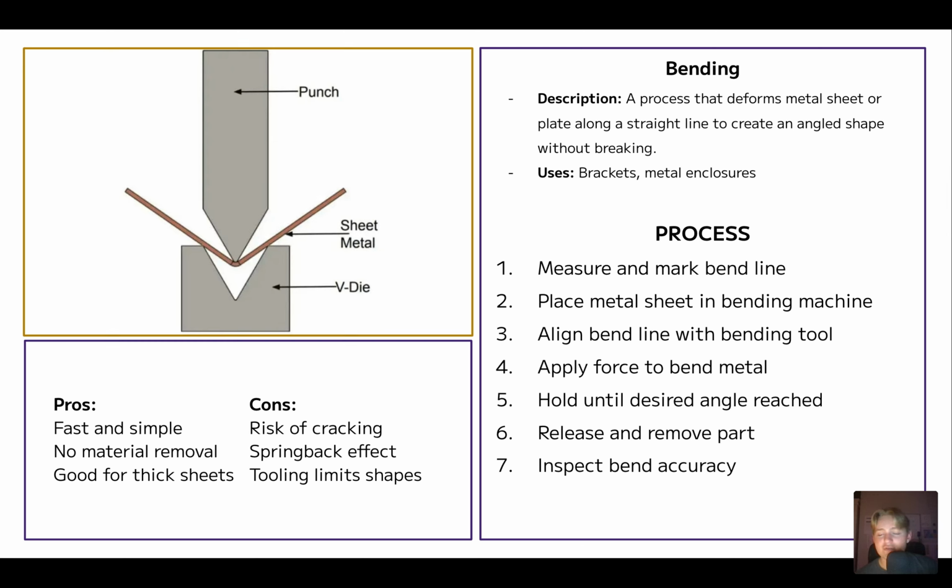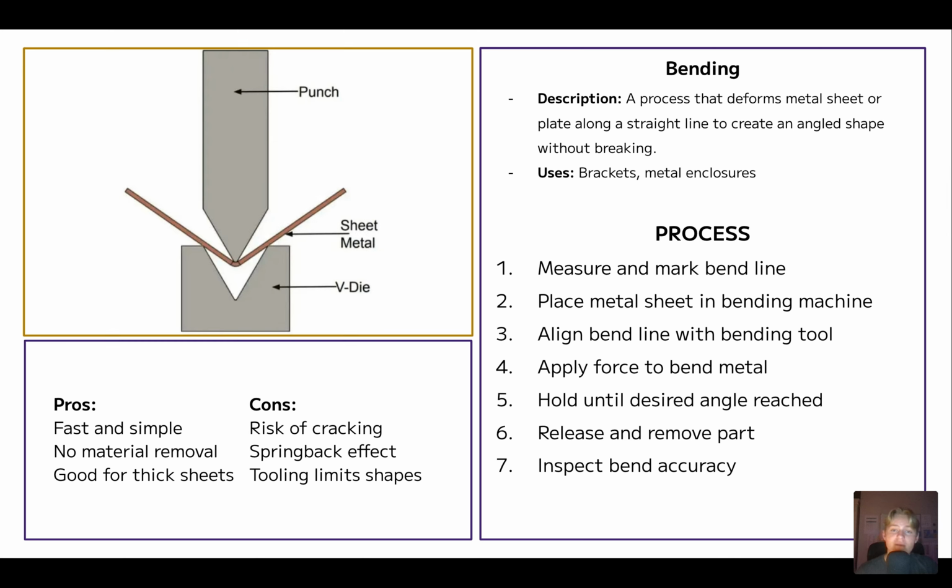The cons of it is that there is obviously the risk of cracking depending on how ductile the material is. And also there is that spring back effect. It's not just the ductileness of the material, it's also the shear strength of the material. But the spring back effect particularly refers to how material could respond after being bent, and return to its original shape. And there's also a limit to the sort of tooling that we can create to make particularly unique parts with this process.